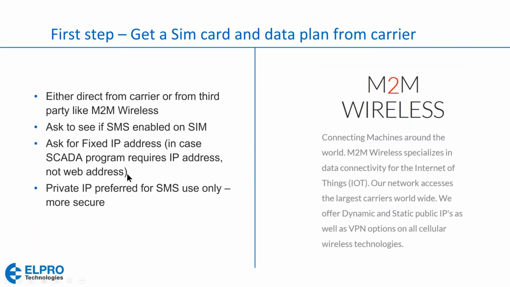Now, you'll have the option of either a fixed or a dynamic IP address. For text messaging only or SMS use only, it doesn't really matter whether it's a fixed or dynamic IP. I prefer fixed IP because it's a little bit simpler, especially if you're using a SCADA program. It's just a little bit simpler. Then you have the option, you can either get a private or a public IP address on your SIM card. For text messaging, I would get a private IP address because private IP addresses are more secure. There wouldn't be a compelling case to get a public IP if you're just using the text messaging capability.